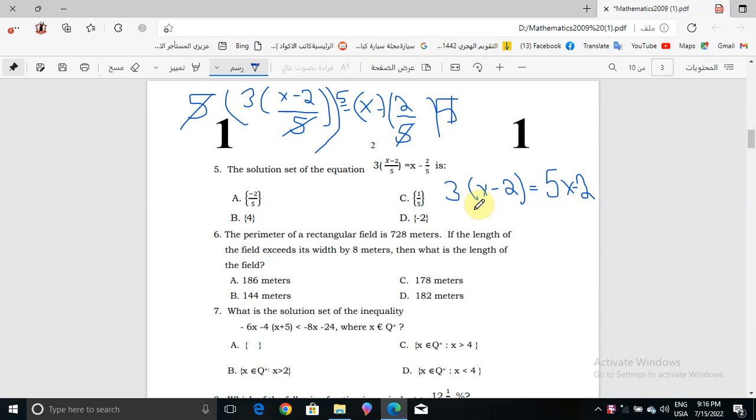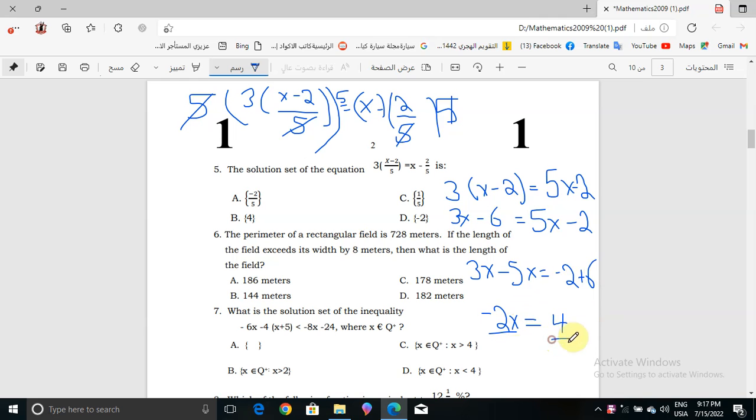Then 3 times x is equal to 3x, and 3 times 2 is negative 6, is equal to 5x minus 2. Then we will shift 5x to the 3x side, that means negative 2x is equal to negative 2 plus 6, because when we shift negative 6 to the other side, it will be positive 6. Now we have negative 2x is equal to 4.